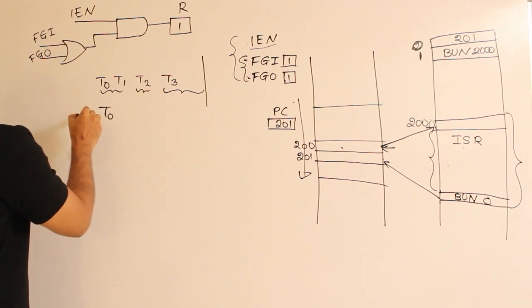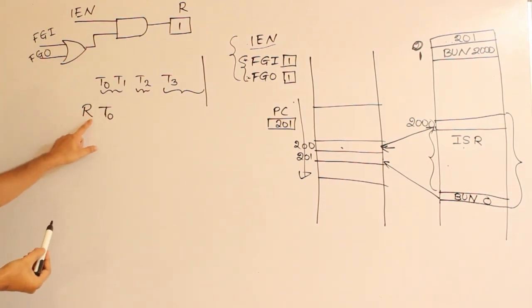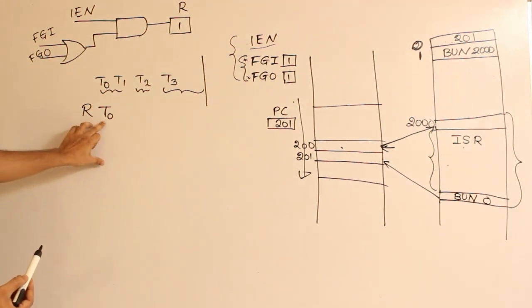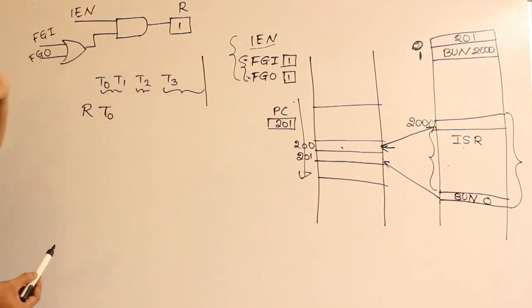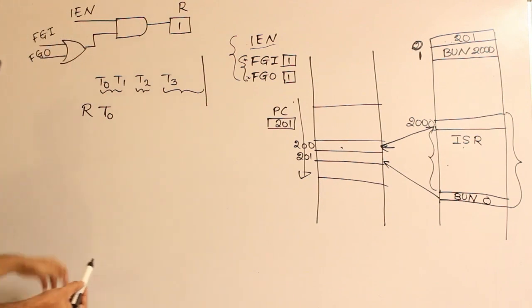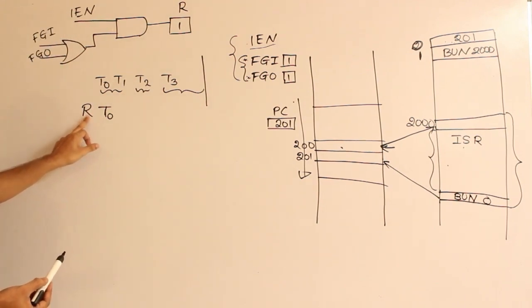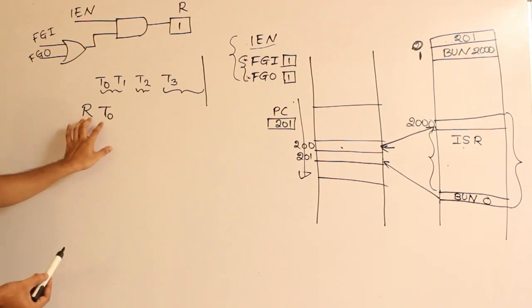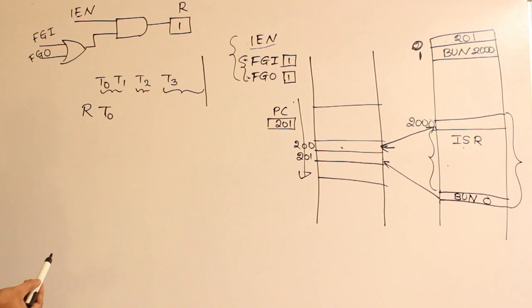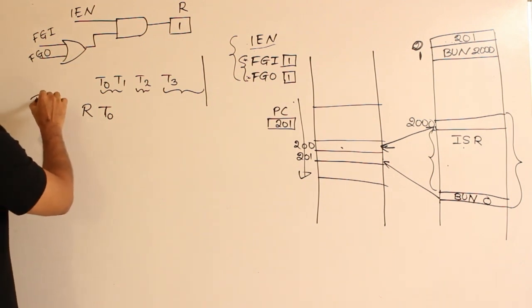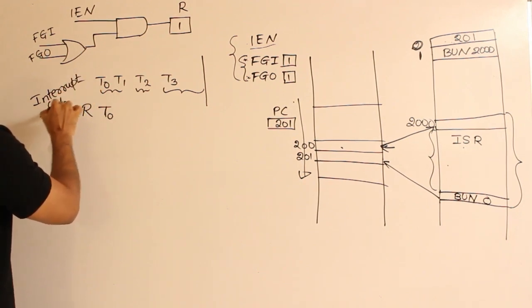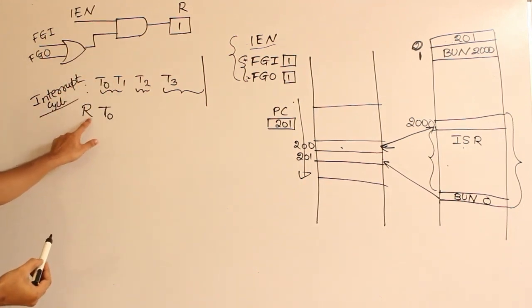If the condition is R and T0, then I want to perform this. What does it mean? You have just finished executing some instruction, let us say 200 in this case, and after executing that instruction you have found out that R is 1 and T0 is 1, which means there is an interrupt, and now you are supposed to perform the interrupt cycle. So let's call it the interrupt cycle. The interrupt cycle will start with R T0.